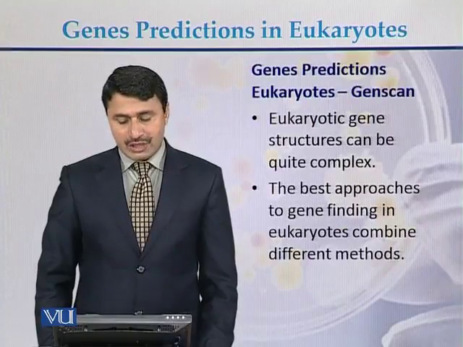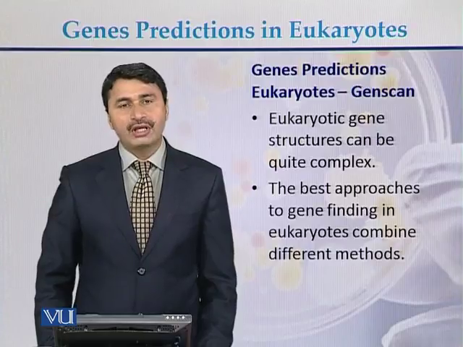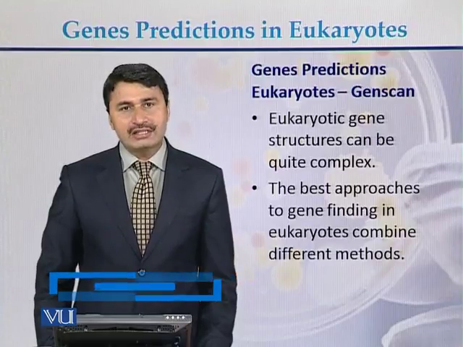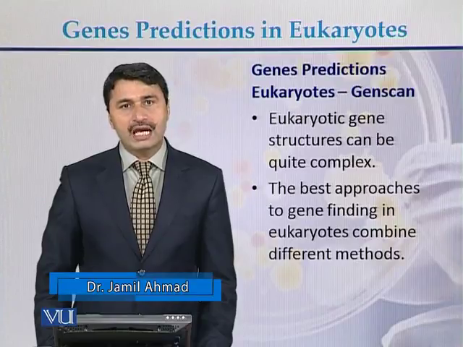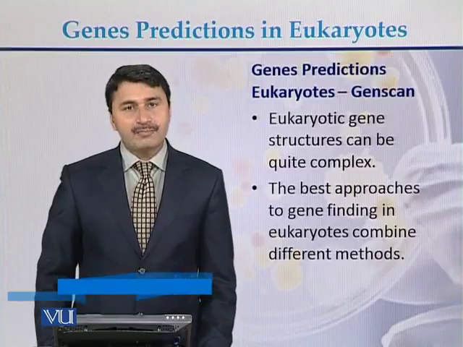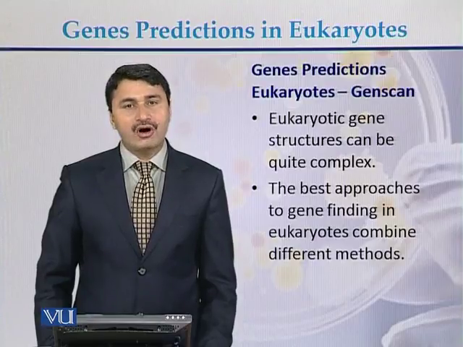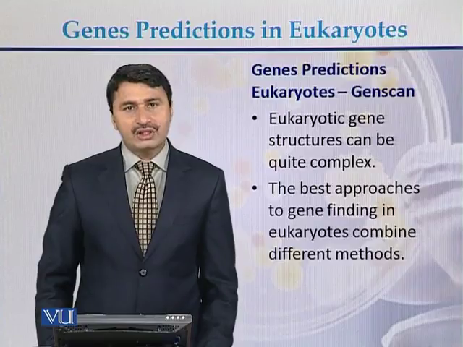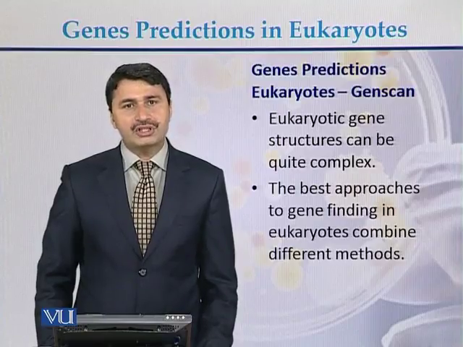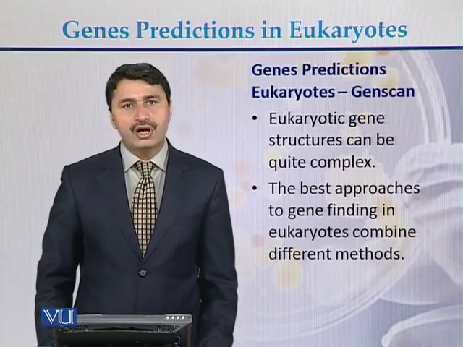Eukaryotic gene structure can be quite complex, as we know there are exons and introns. In addition, there are other sequences present along with the genomes, such as promoter sequences, enhancers, and silencers. The best approach to gene finding in eukaryotes is a combination of different methods. So for gene predictions in eukaryotes, more than one tool can be used for the prediction of the genes.